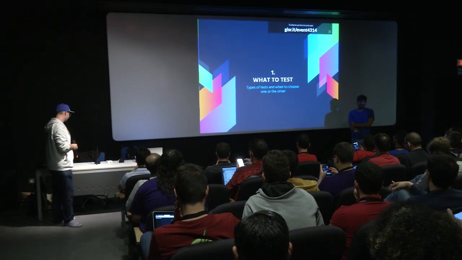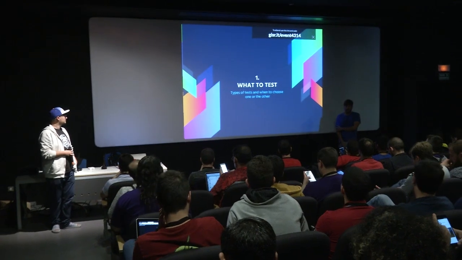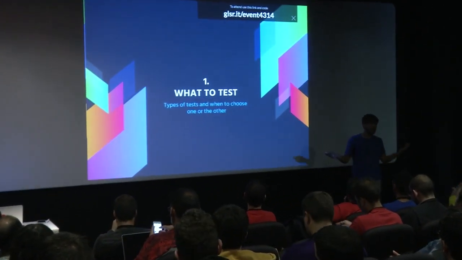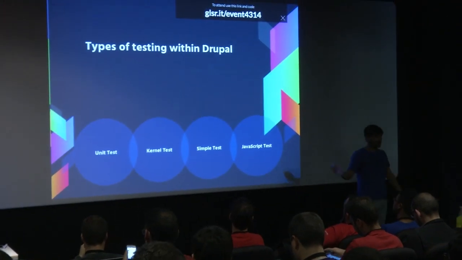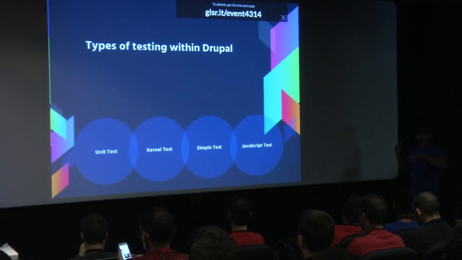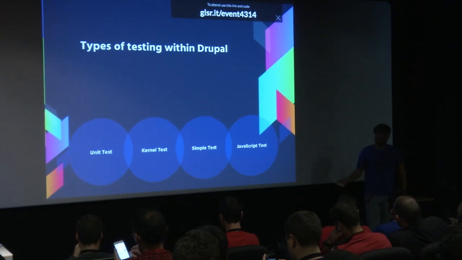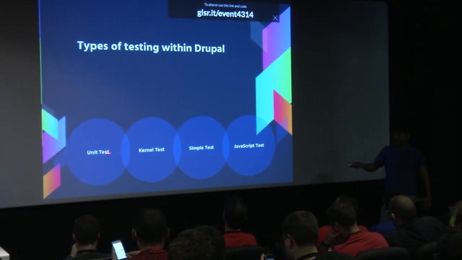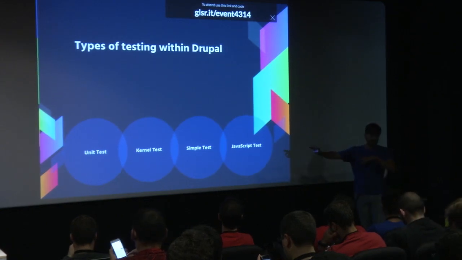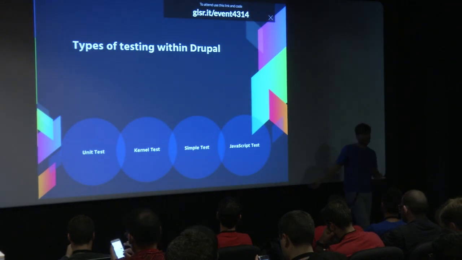So one of the first questions that you have when you want to do testing is, what do you actually test? Because there are different types of tests in Drupal core. Apart from these tests, there are other things that can be built on top of Drupal core to do testing. So we're going to focus on unit test, but there's also kernel test, which is pretty close to unit test with some extra stuff. And then there's simple test and JavaScript test.